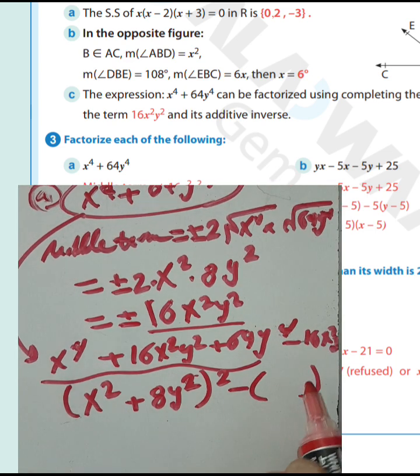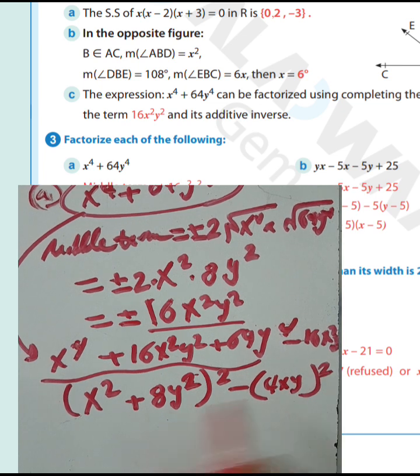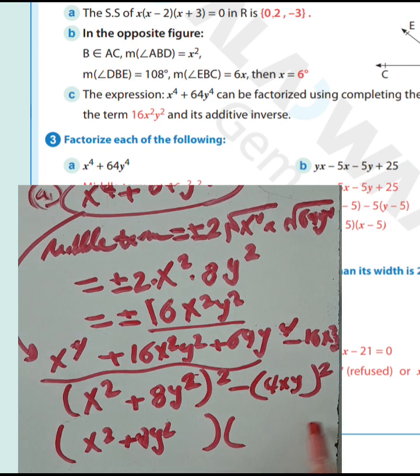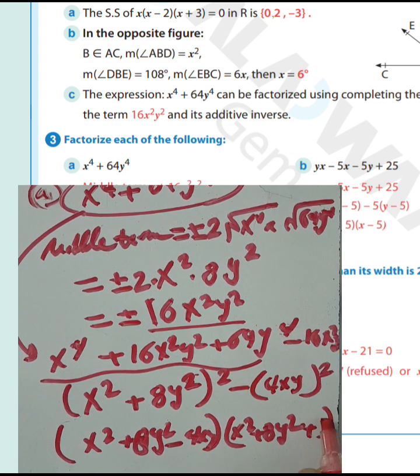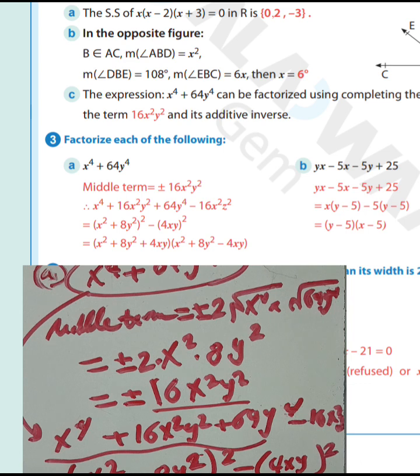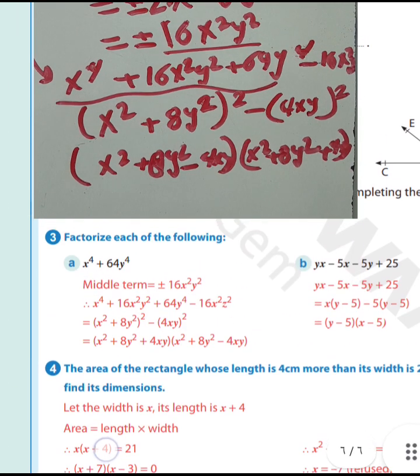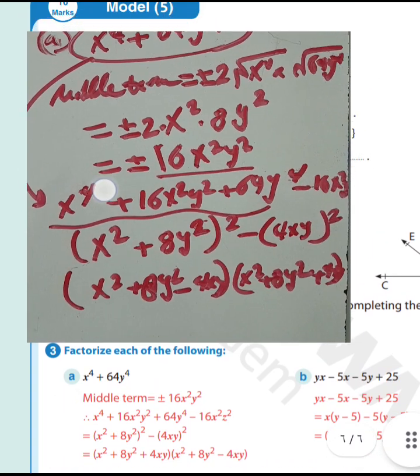The square root of 16x power 2 y power 2 will be 4xy, all power 2, and then write x power 2 plus 8y power 2 here, and repeating it, x power 2 plus 8y power 2, and write negative 4xy and positive 4xy. Okay, the solution is clear here.